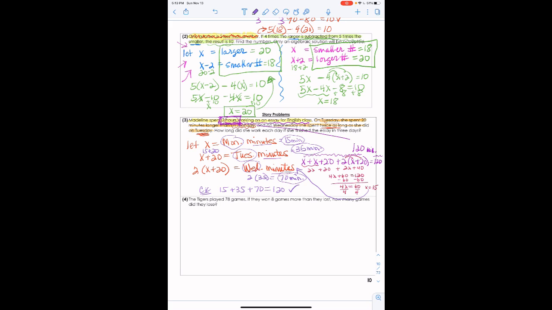I hope you're getting a little bit more comfortable with picking out the parts of the word problem that help you create the legend and the parts that help you create the equation. That is the hardest part.